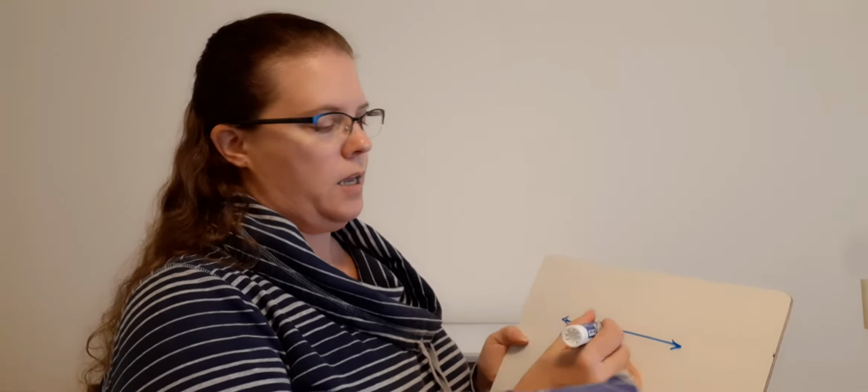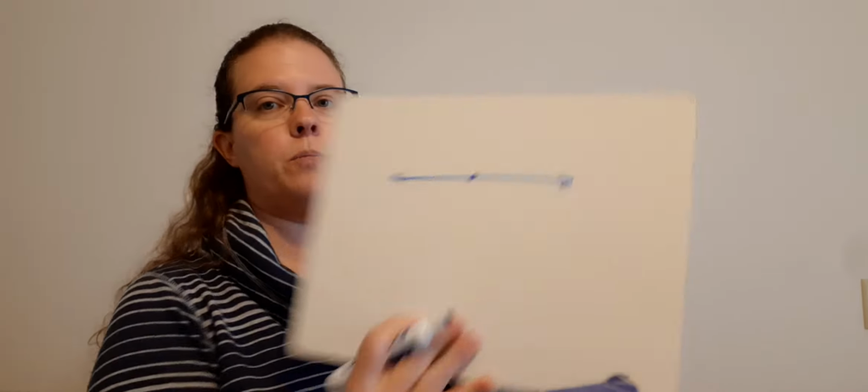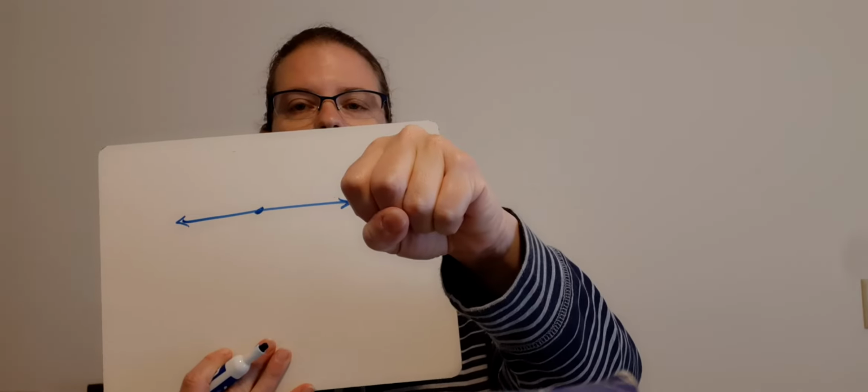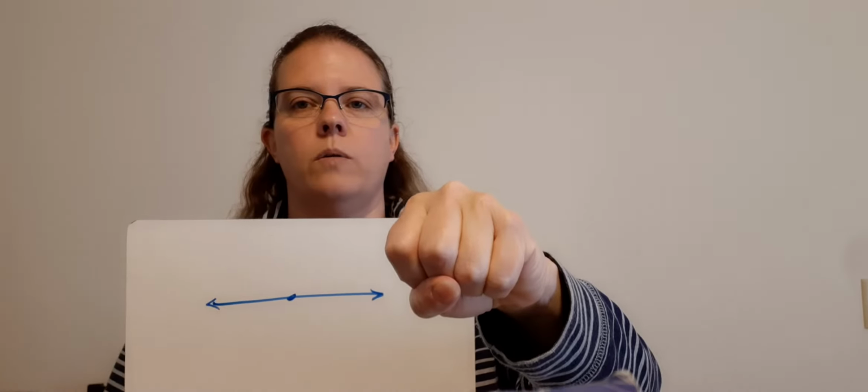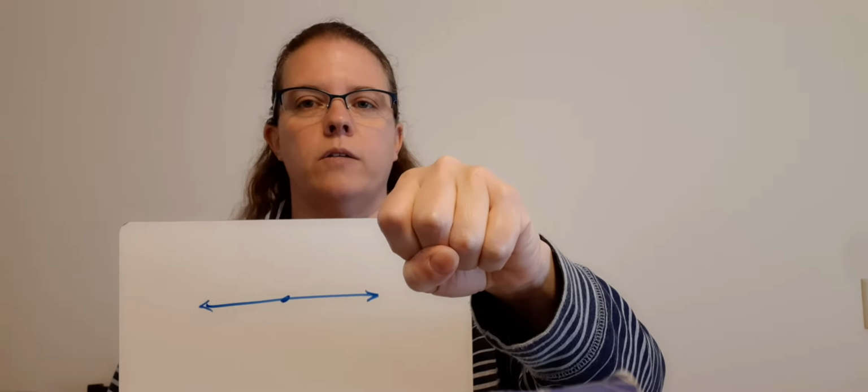We have a point. Okay, a point is an exact position or location. So we've drawn points before. Okay, it just means when you have a line and you put a dot on it. That's your point. Okay, everybody make a fist. Fist is your point. Okay, you'll have to know that later in a little bit. Okay, so point.